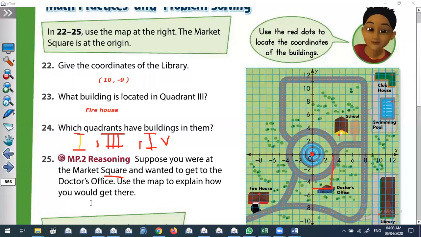Let's write it. We are going to move 3 units to the right, then 5 units down because it's negative. 5 units down. Now we finished our lesson.